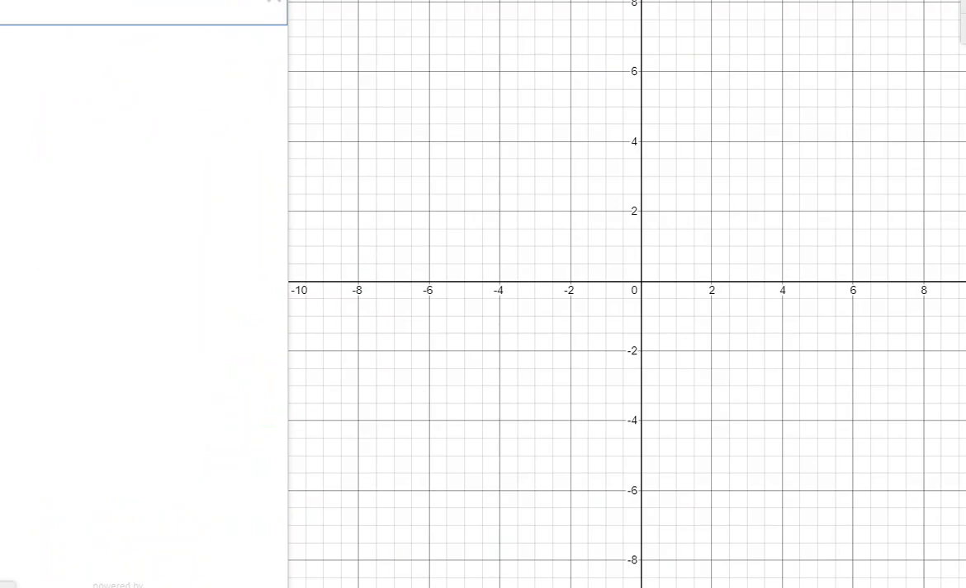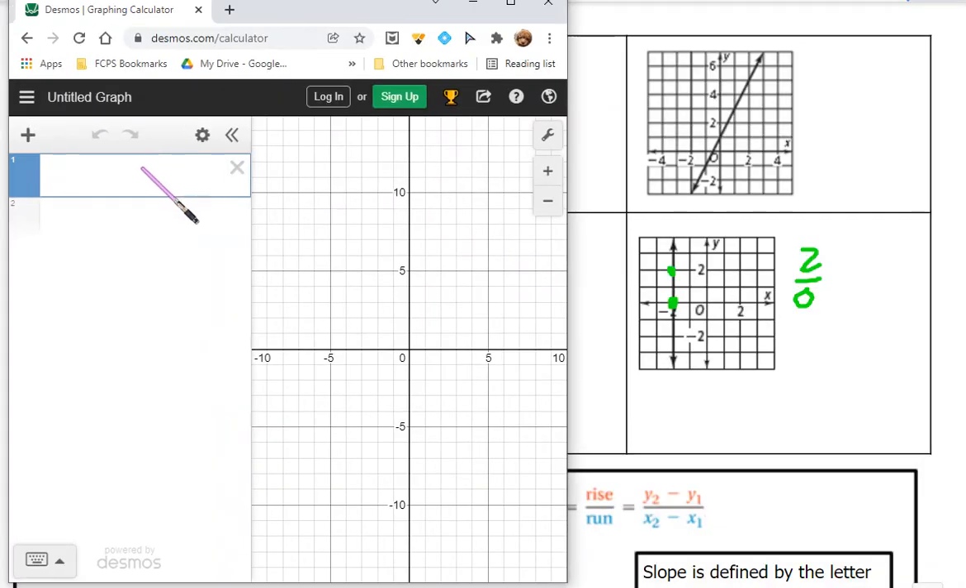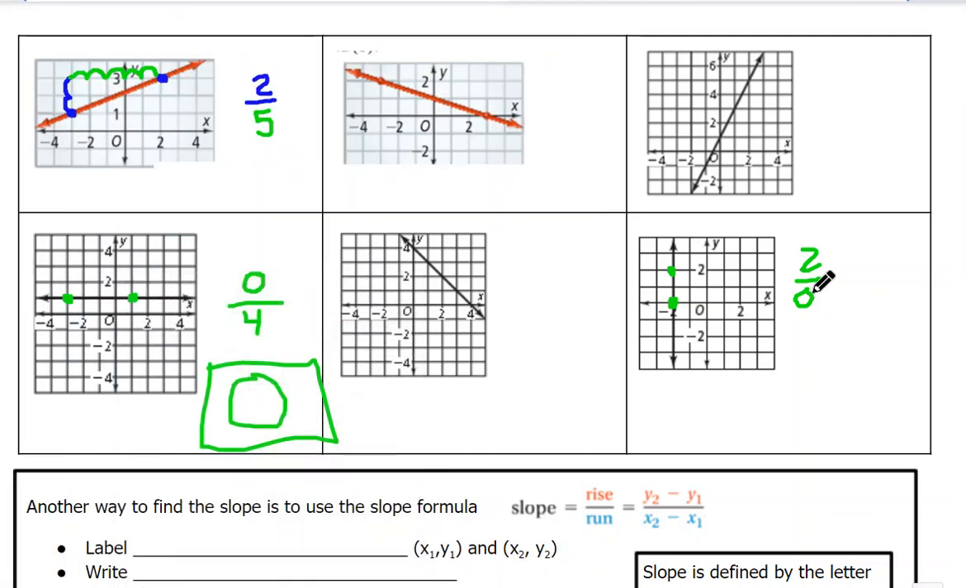Watch. If I go to Desmos calculator here, and it was 2 over 0, right? If I put 2 divided by 0, look what it gives me. Undefined. We can't divide by 0. Okay? So whenever you have a 0 in the bottom of your fraction, that is undefined. So this answer is undefined. Okay? All right? Try these other ones on your own.